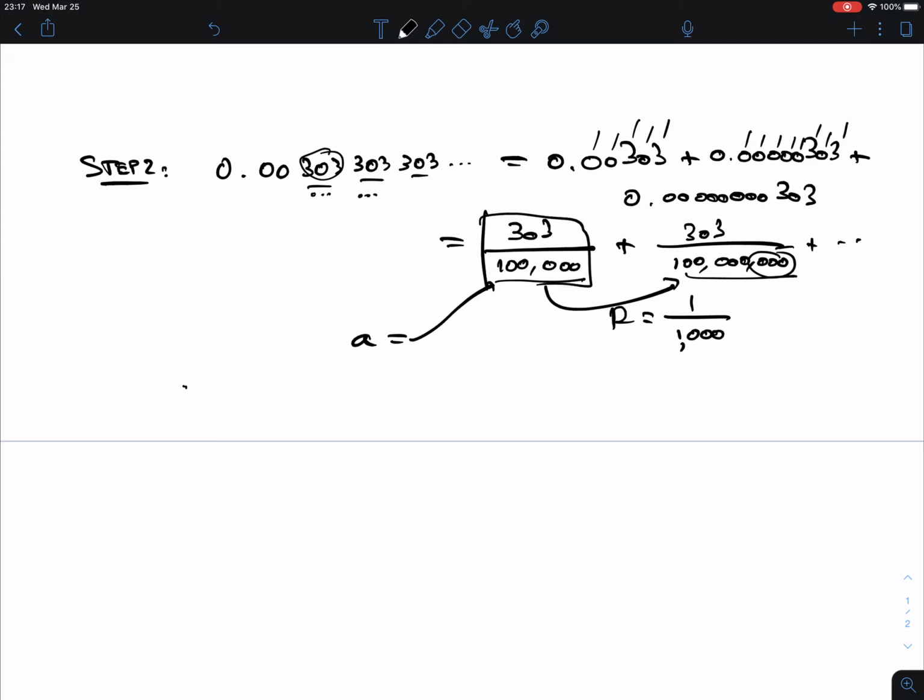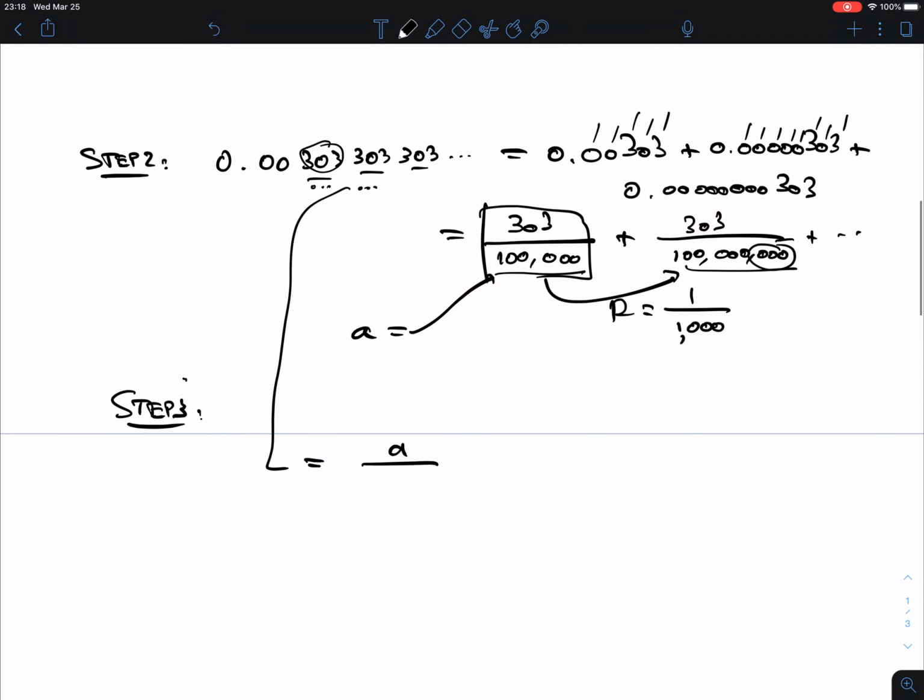Okay, so step 3, let's write out now what the fraction is. So this thing is equal to a over 1 minus r. a is equal to 303 divided by 100,000, over 1 minus 1 divided by 1,000. You can put this on common denominator and work out this fraction. I find it easier, as I said last time in the previous exercise, to multiply with the common denominator. So what is the highest power here? That is this one, right? 100,000. So multiply top and bottom with 100,000.